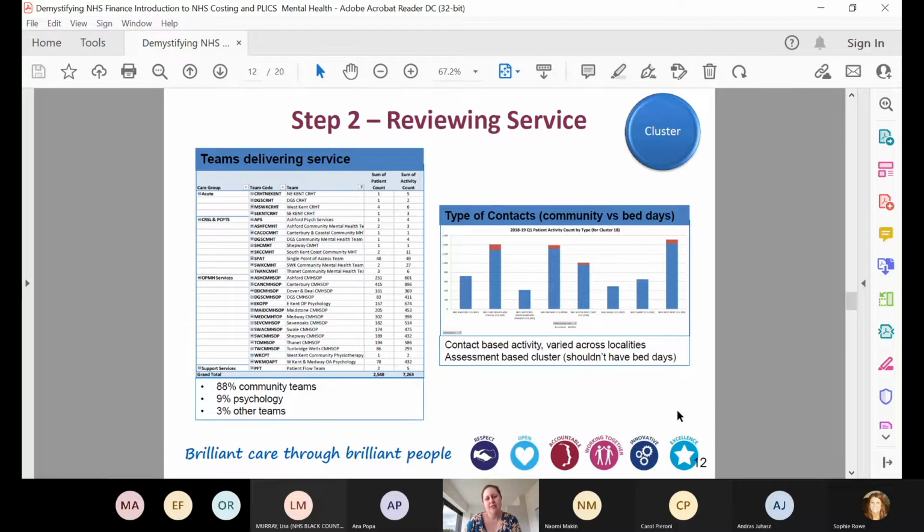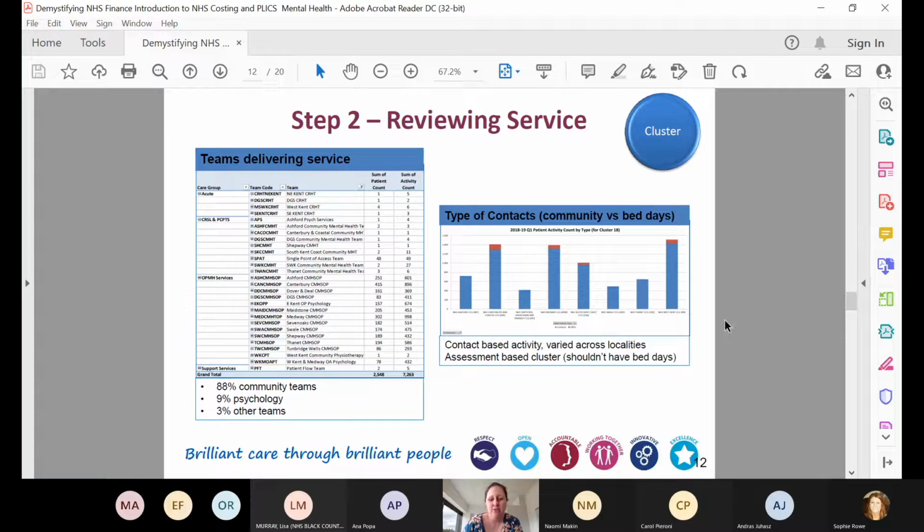So step 2, we started to review the service and really drill into it to understand what was going on. So for example, we pulled out all of the different teams that delivered activity in that service. We looked at the type of the contacts. So our blue bars in this graph are community contacts and our red bars are bed days. So instantly we were asking ourselves the question, if this is about a community service, why do we have bed days in our data?